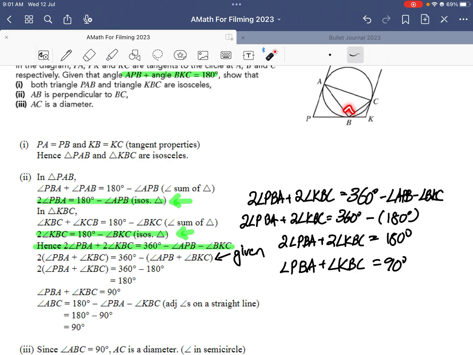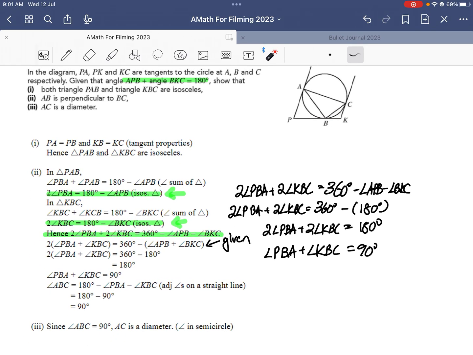Now, since this is 90 degrees, what we know from the property is that angles in semicircle is equal to 90 degrees. Therefore, by converse, AC is a diameter. And that's it for part 3 of 19.3.